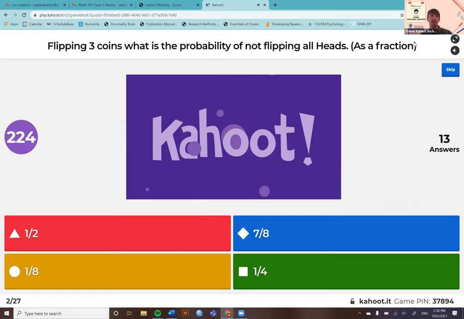Now flipping three coins, what is the probability of not flipping all heads? So what's the key word here? How can we use that? I'll be quiet.